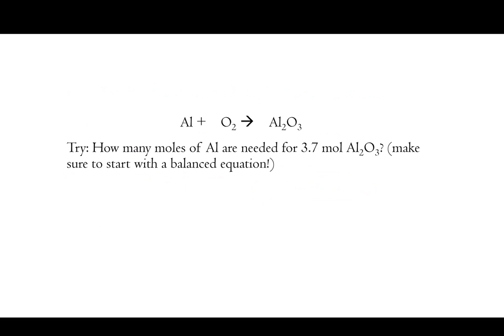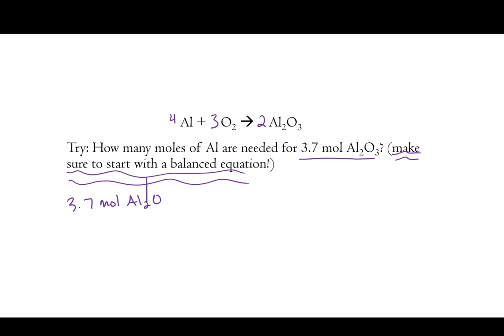Looking at this example here, you always have to start with a balanced equation. Your mole ratio comes from your balanced chemical reaction. So always start by making sure you have a balanced chemical reaction. Then write down what you're given, 3.7 moles aluminum oxide. Cancel that unit. It's asking me for mole aluminum, so I'll put that on the top. And then I will use the coefficients from my balanced reaction to find my mole ratio.